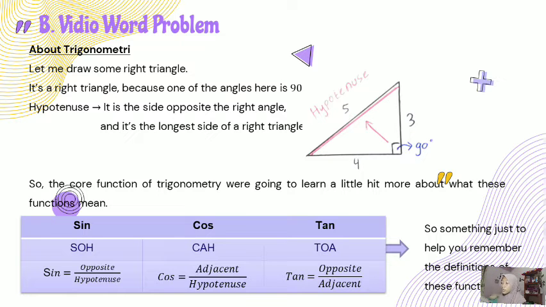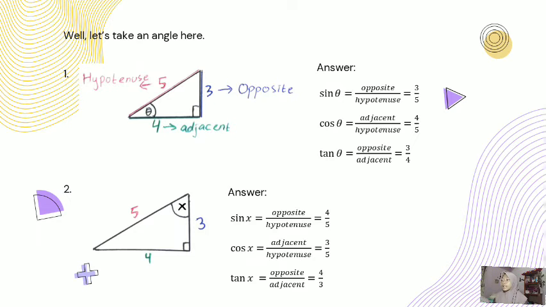Sin, cos, and tan. Sin, SOH: sin equals opposite per hypotenuse. Cos, CAH: cos equals adjacent per hypotenuse. And the last, tan, TOA: tan equals opposite per adjacent. So something just to help you remember the definition of these functions. Well, let's take an angle here.